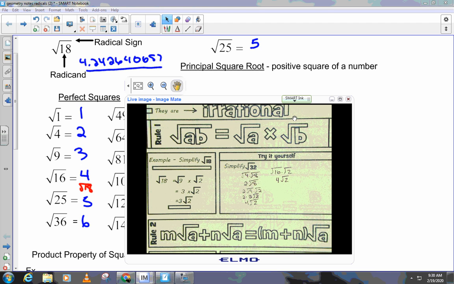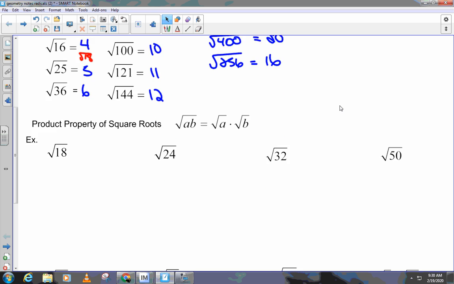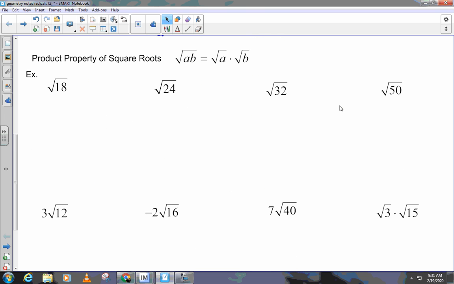Back to the other paper. Okay, we already did radical 18, right? Okay, what about radical 24? Okay, this breaks into the square root of 4 times the square root of 6. 4 is a perfect square. What's the square root of 4? 2. So I end up with 2 radical 6.